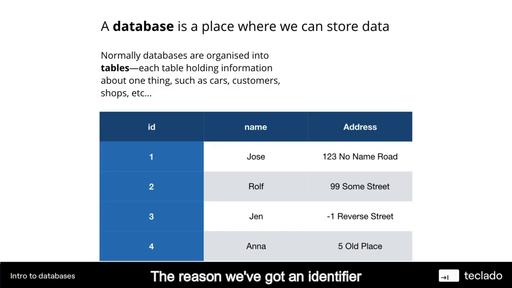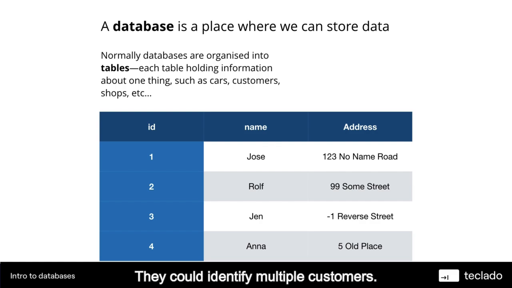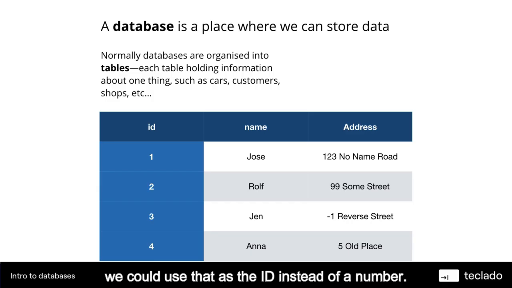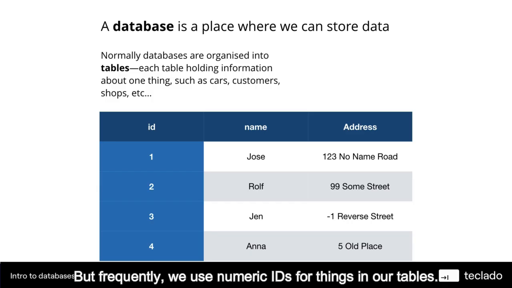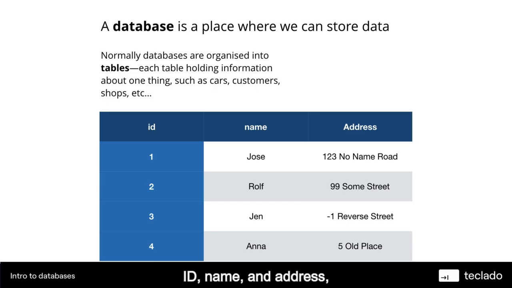The reason we've got an identifier is because two customers could have the same name or the same address, so neither name or address allows us to identify one customer. They could identify multiple customers. So that's why we have an ID. If each customer had a unique email address, for example, we could use that as the ID instead of a number. But frequently, we use numeric IDs for things in our tables. And normally, it starts at 1 and it goes up 1 per row that you've got. As you can see, this table has 3 columns, ID, name, and address, and 4 rows from 1 to 4.